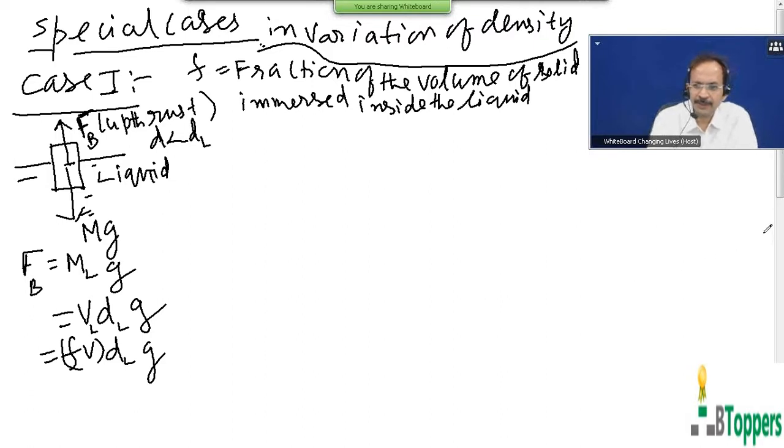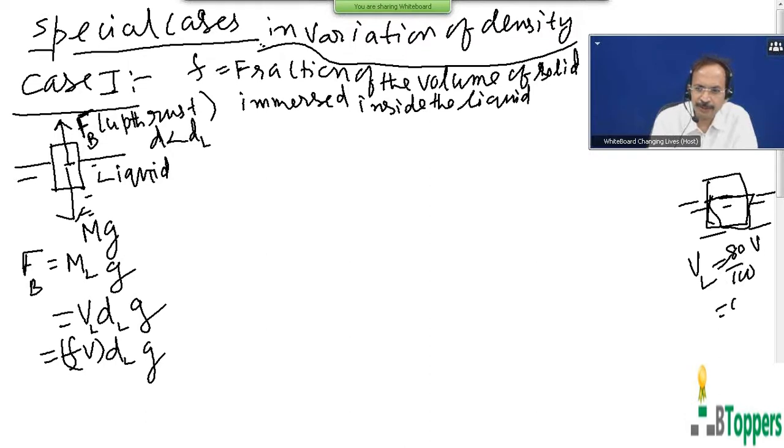For example, in a particular problem, if you are given that 80% of the volume of the body is immersed inside the liquid, that means the volume of the liquid displaced is equal to the volume of the immersed part of the solid, or 80% of the volume of solid, or we write 0.8 into V, where V is the volume of solid. Here that means in this example F is 0.8.